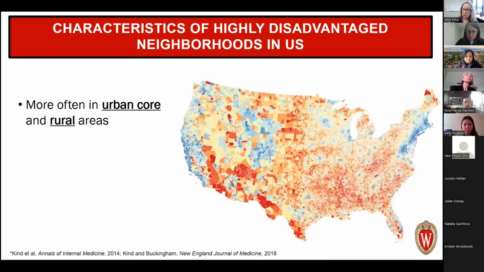When we use this metric to characterize neighborhoods across the full United States, what we can say is that the most highly disadvantaged neighborhoods are often in urban core areas like you saw in Milwaukee. This is something that we see across the US, but they're also in highly rural areas, especially in Native American communities. And you may be able to see some of this on this map.